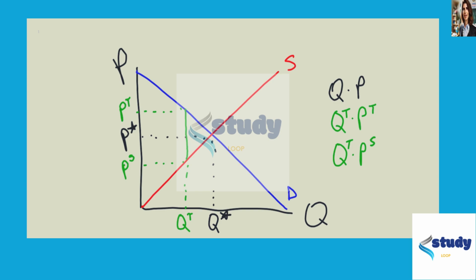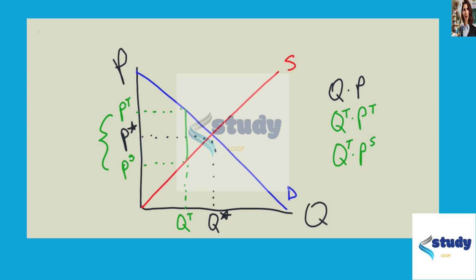What about government tax revenue? Well, government tax revenue is going to be the amount of the tax, this vertical distance here, basically the distance between what a consumer pays and what a producer receives, and the quantity paid. Excuse me, the quantity exchanged, so QT. All right, so it will be the amount of the tax times the quantity exchanged at that tax.